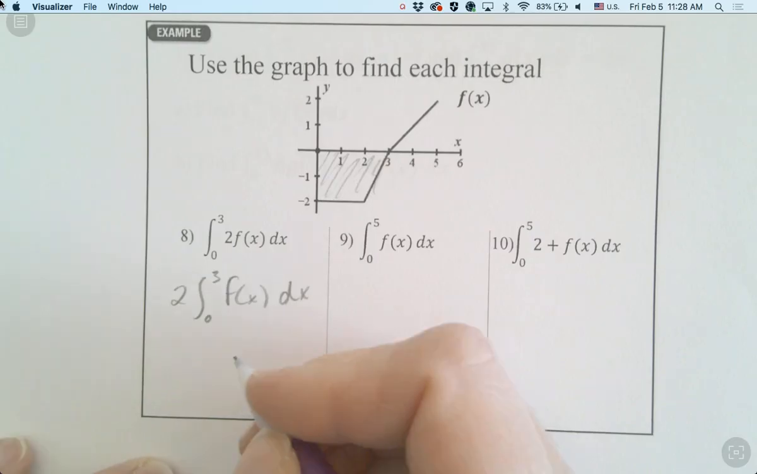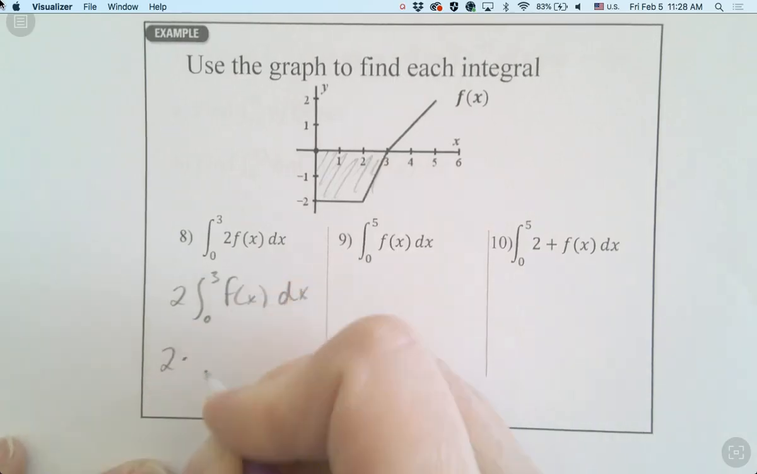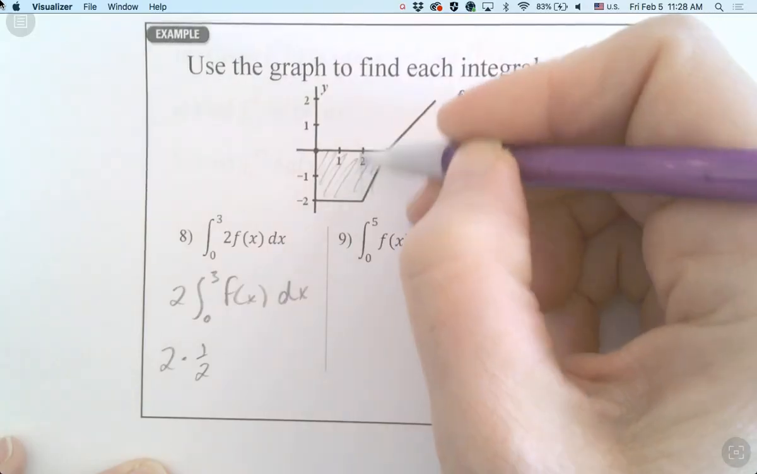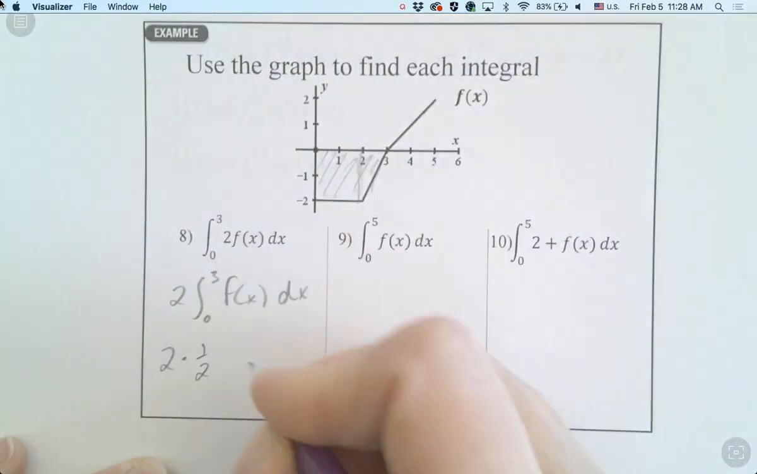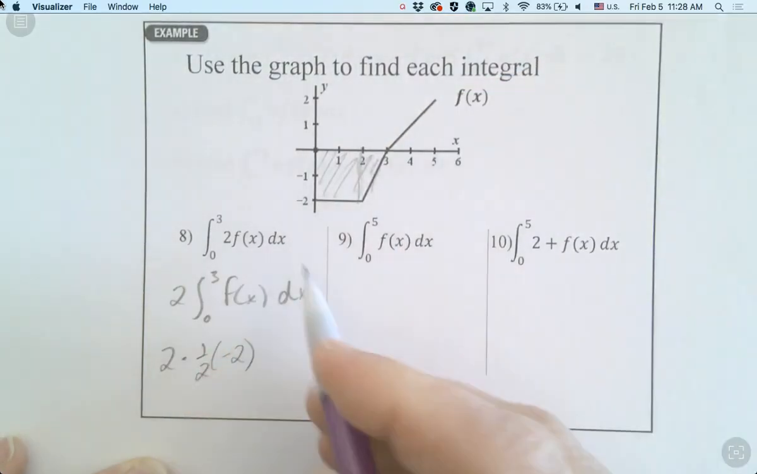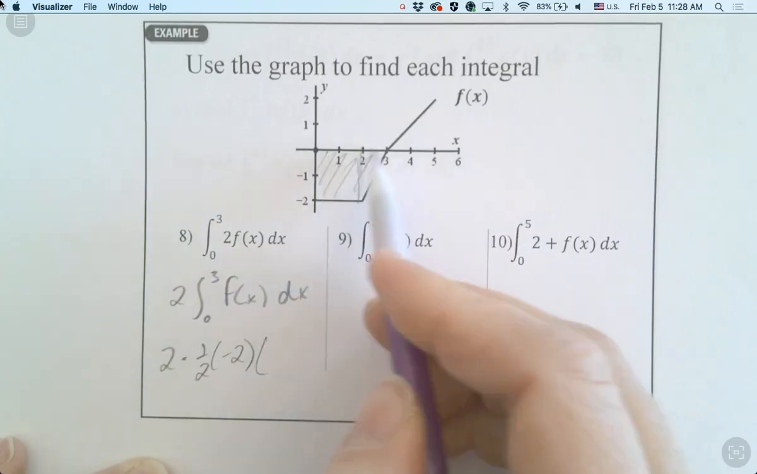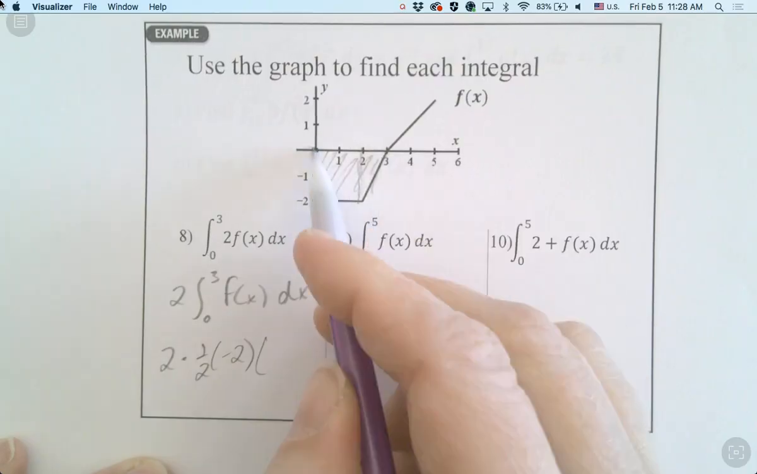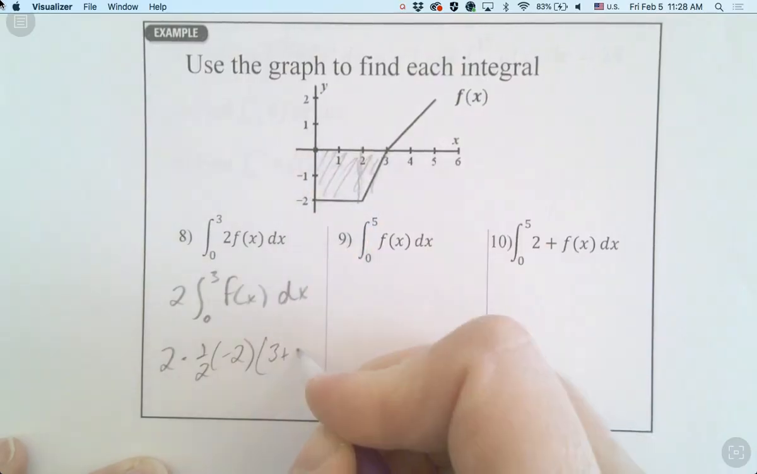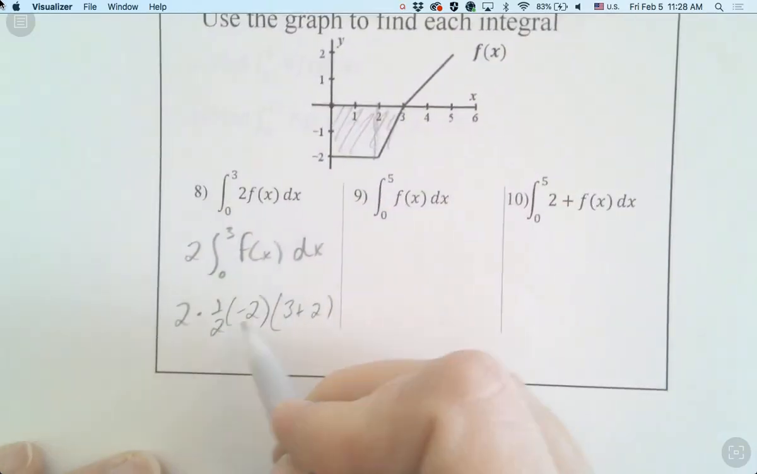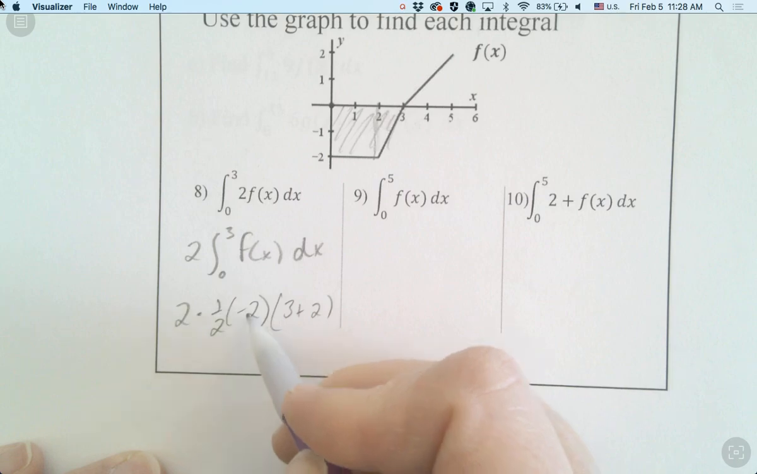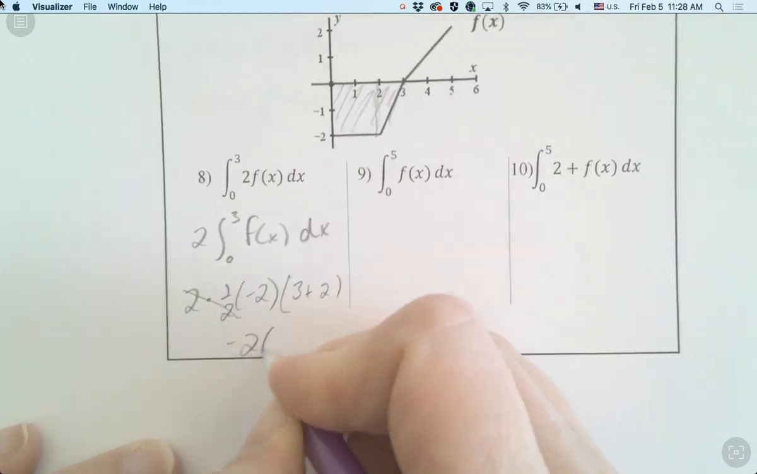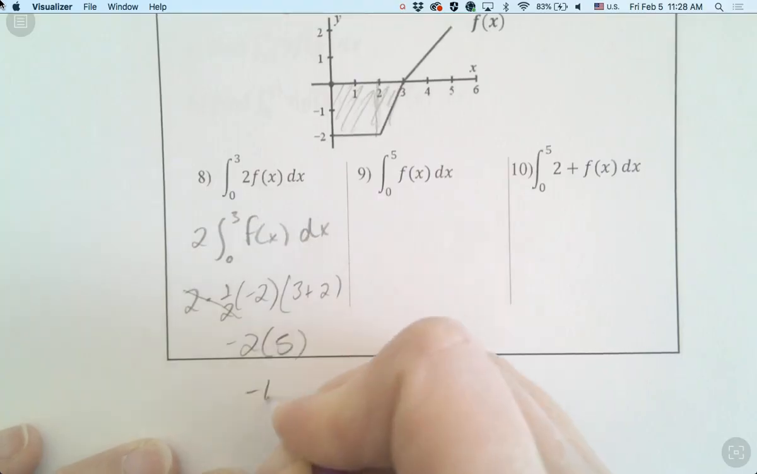So we can say that it's going to be 2 times, and then the trapezoid formula is 1/2 times the height. What's the height of this trapezoid? -2. And then base, the sum of the bases. So base 1 could be that one. How long is that base? 3. And how long is the other base? 2. And then you've got some things that reduce, right? 1/2 times -2. Well, or you can just do that one. So you've got -2 times 5, which is -10.